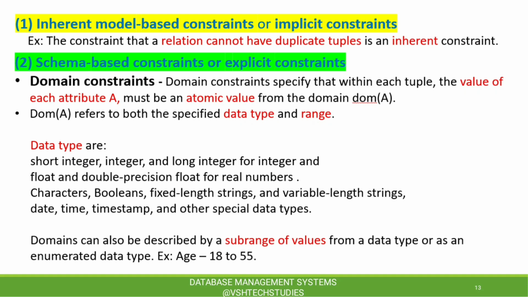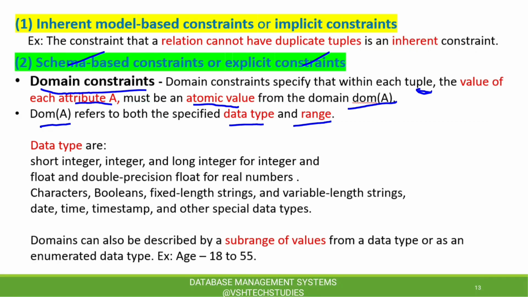Next we shall see the second type of constraints, that is schema based constraints or explicit constraints. This is the second type in state constraints. So in this schema based constraints or explicit constraints, there are 5 types as already mentioned. So the first one is domain constraints. Domain constraints specify that within each tuple, the value of each attribute A must be an atomic value and it must be from the domain of that attribute only. The domain of an attribute refers here to the data type and range of that attribute.